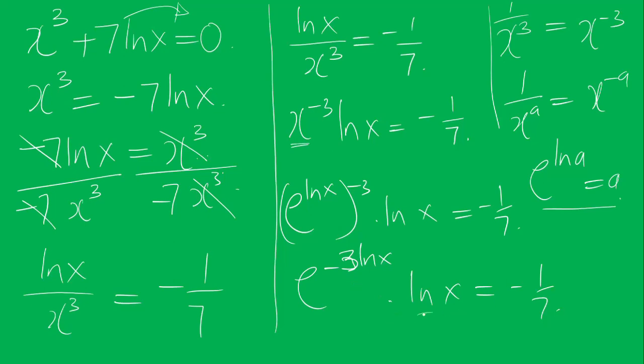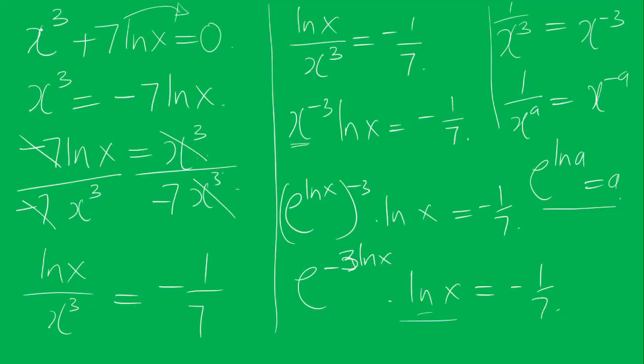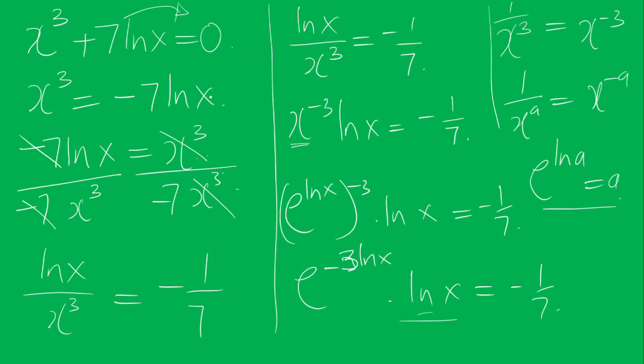So there is no minus 3. When you look at this, what we'll have here is e to the power minus 3 natural log x times natural log x is equal to minus 1 all over 7. Let's go back. That is it.